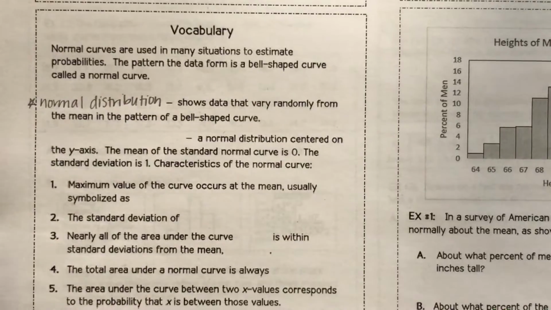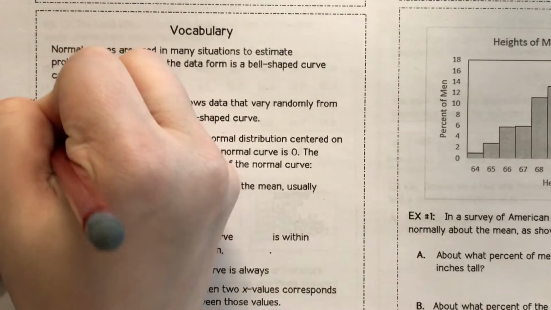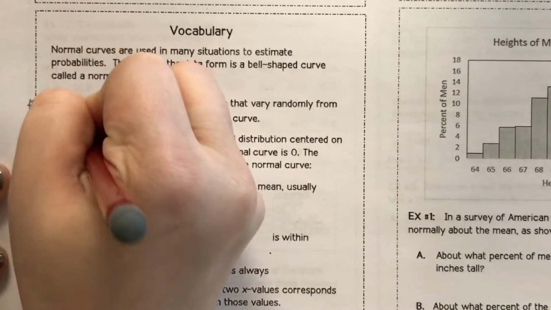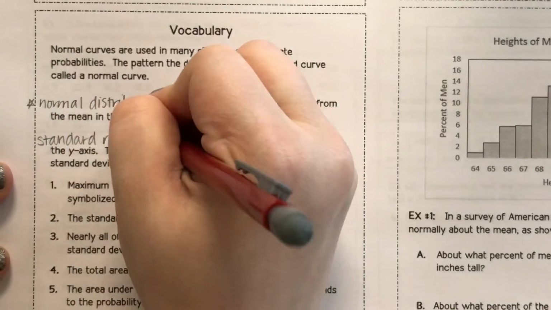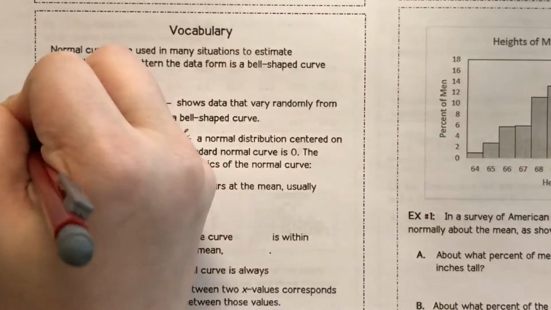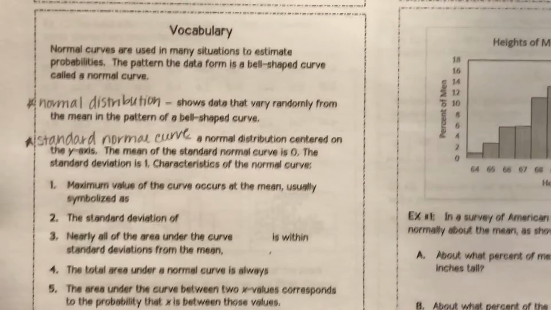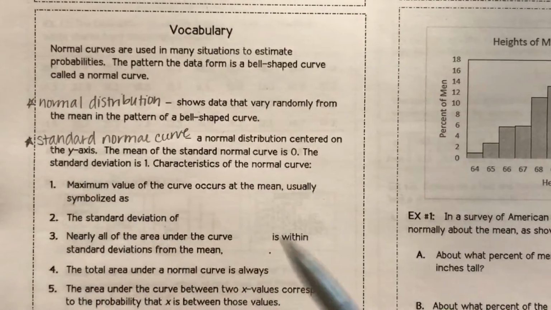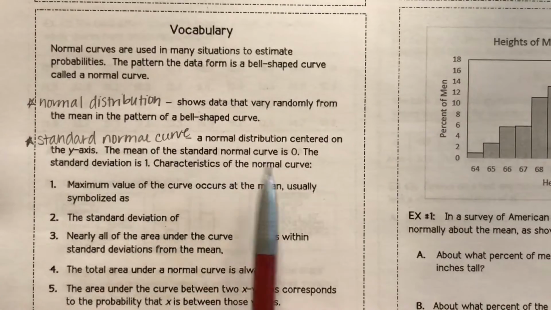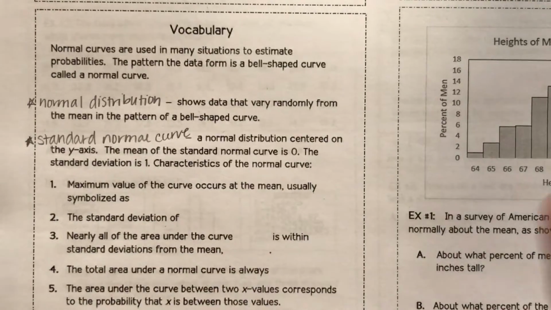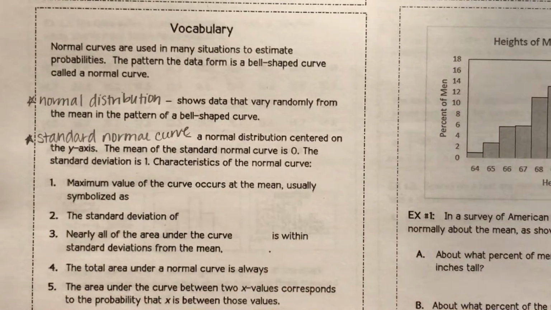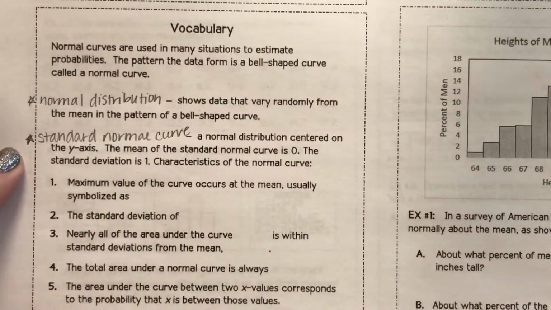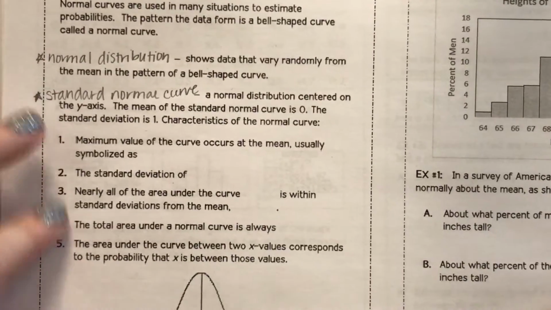All right, so the next one is a standard normal curve. Okay? That's a normal distribution centered on the y-axis. The mean of the standard normal curve is 0. Y-axis, 0, makes sense. The standard deviation is 1. Characteristics of the normal curve: so this standard normal curve has these things.